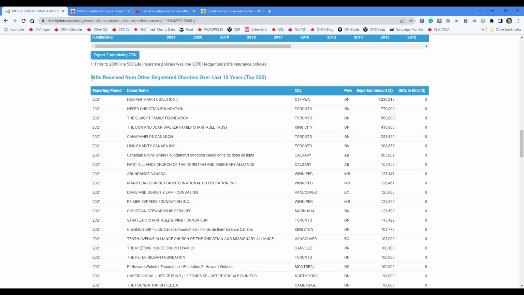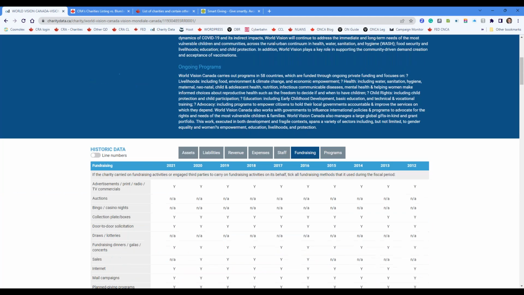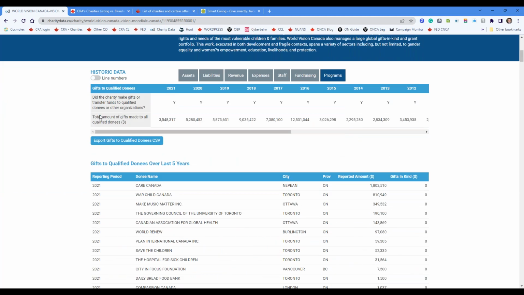Also, something that's a little bit unique is that you can look at what other charities said they made a donation to this particular charity. It has those listed, based on World Vision's T3010. This is from the T3010 of these other organizations. So this is a quick way to see which groups claimed that they gave World Vision a donation, a gift. You can also look here to see what money was given to other registered charities.